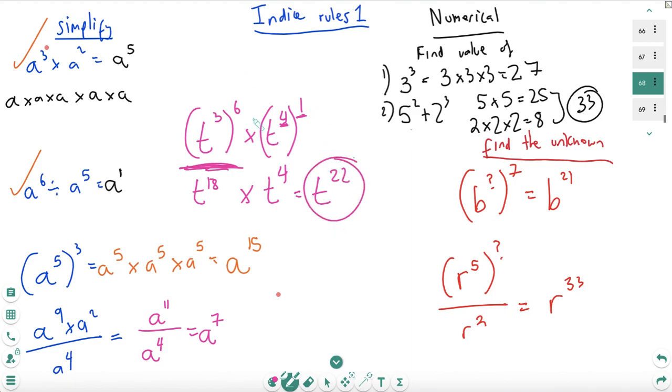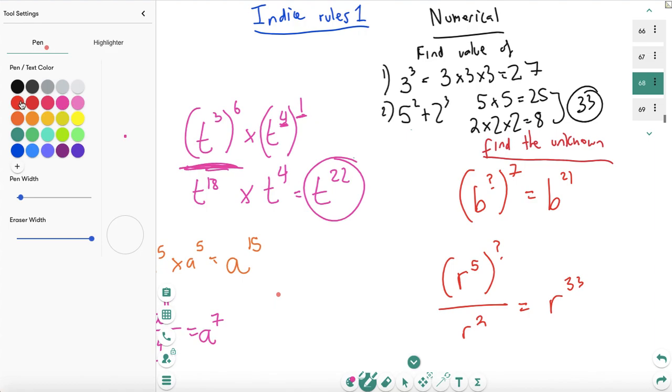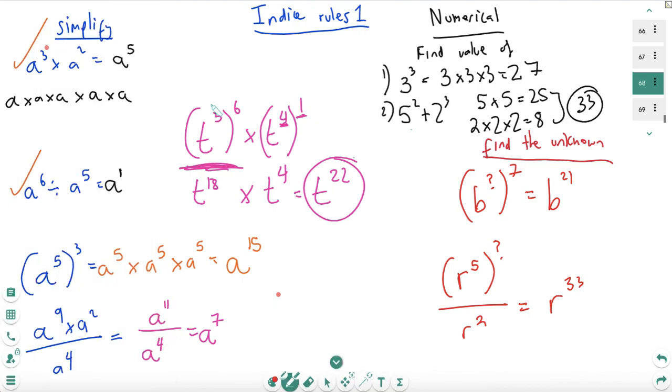Okay? And this is just called simplifying. We're not finding the value of t because it's impossible to find. We're just combining this big clump into one single term, okay?